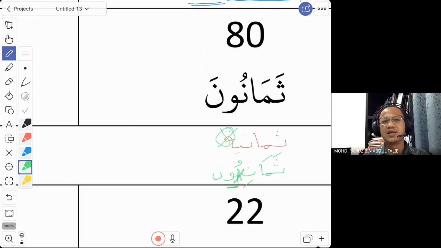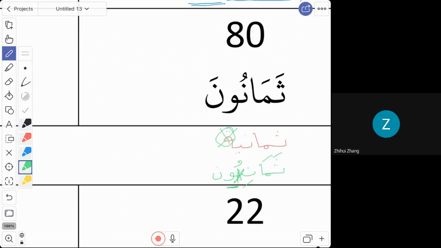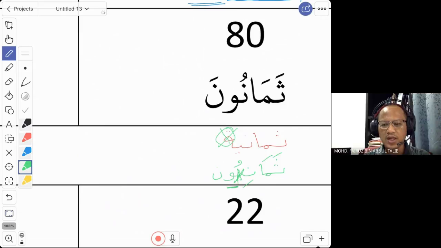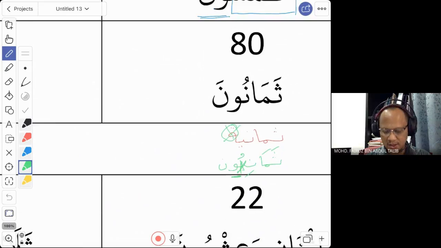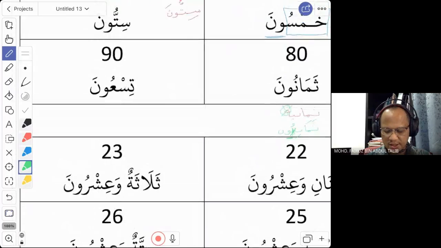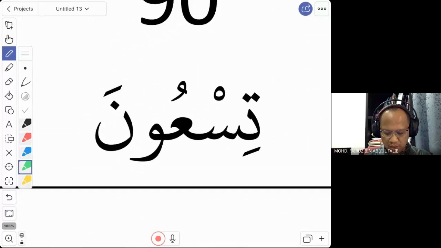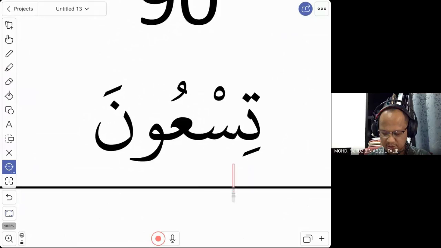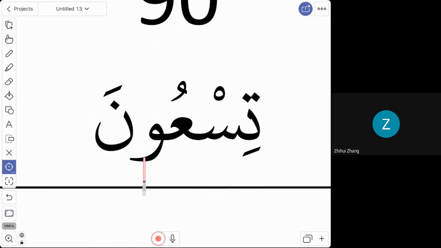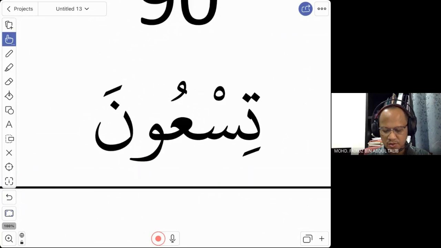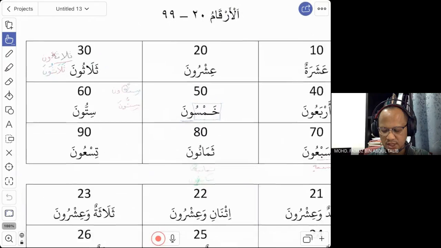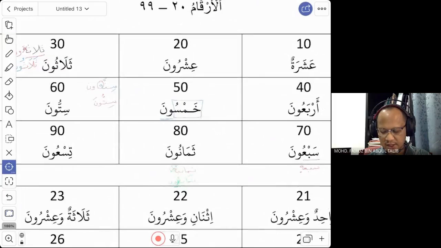And finally, number 90. Yes, anyone? تسعون. Tis'una. Yes, correct, Jannah. Correct, Jihui. Tis'una. Yes, sahih. Iqra'u. Tis'una. تسعون. Yes. Tis'una. So these are the numbers to say 10, 20 until 90.